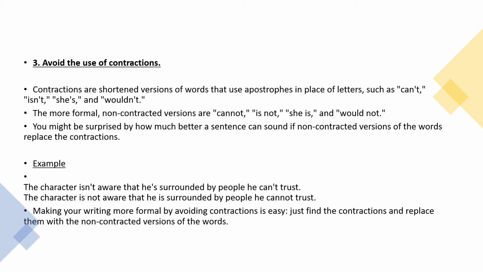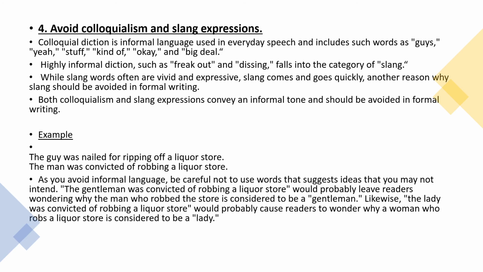But the formal way of writing this sentence is "The character is not aware that he is surrounded by people he cannot trust." So, making your writing more formal by avoiding contractions is easy. Just find the contractions and replace them with non-contracted versions of the words. Simple. Now, the fourth rule in writing formal language is avoid colloquialisms and slang expressions.